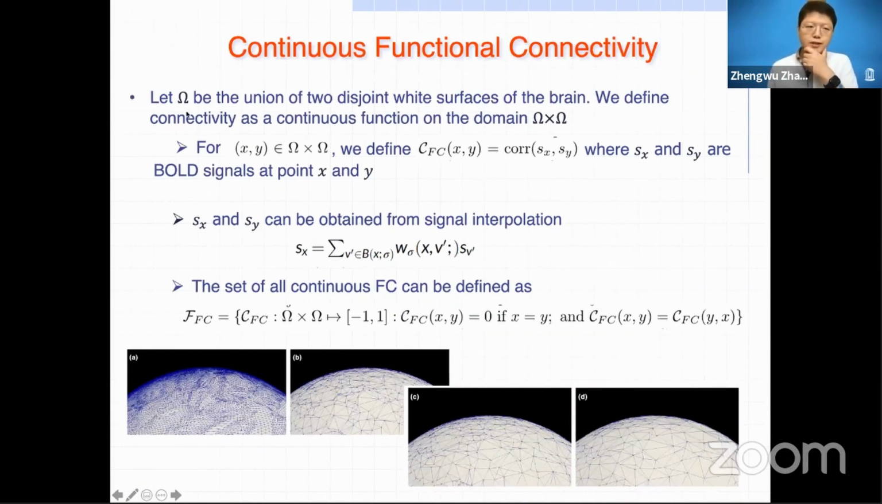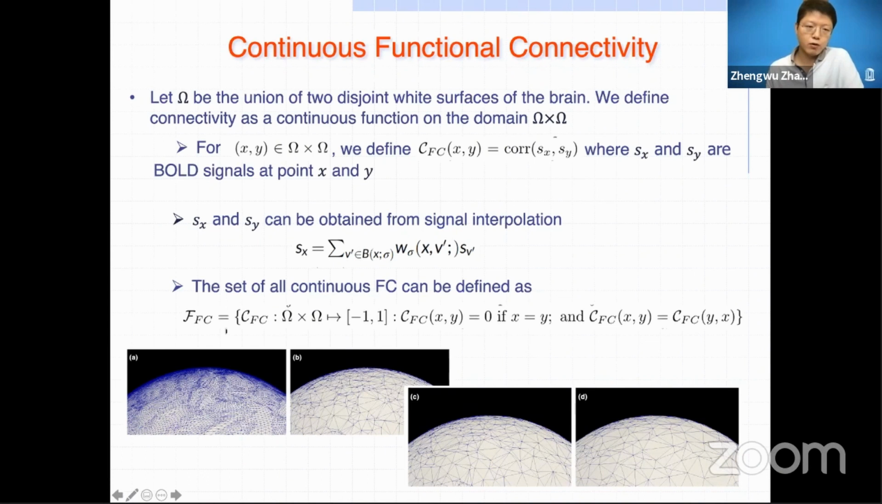What we do here is use omega to represent the domain that we're interested in. Actually it is the union of two white surfaces, or you can consider it as the union of two spheres, because topologically they're isomorphic to each other. We define the connectivity as a continuous function on the domain omega cross omega, because for connectivity you consider the relationship between two points on this omega. Essentially, you get a functional connectivity.